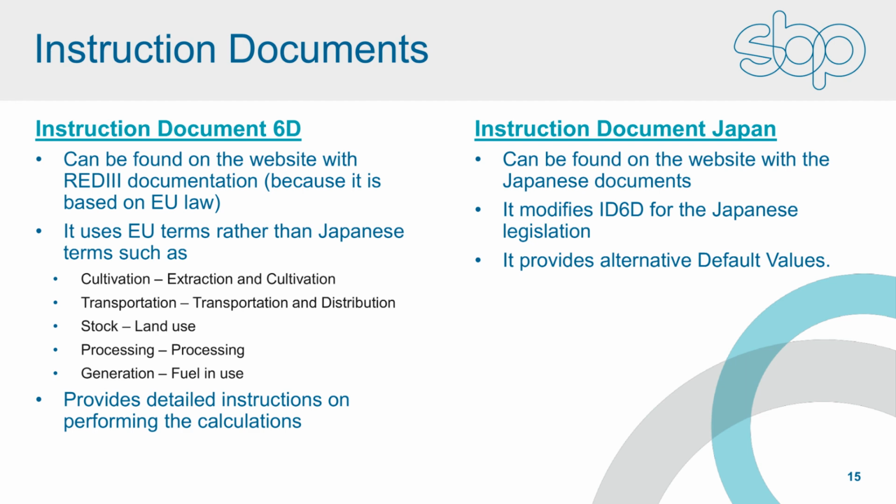Standard 6 sits alongside two instruction documents that hold the technical methodology. The instruction document 6D for EU RED is built around the EU Renewable Energy Directive. It is the document you use if your biomass goes into an EU market. The instruction document Japan is based on Japanese FIT regulation. It uses the same overall methodology, but with Japanese default values and Japanese threshold percentages. Use the document that matches the destination market for your biomass. Both documents are available on the SBP website. Other markets may follow as SBP expands its scope.